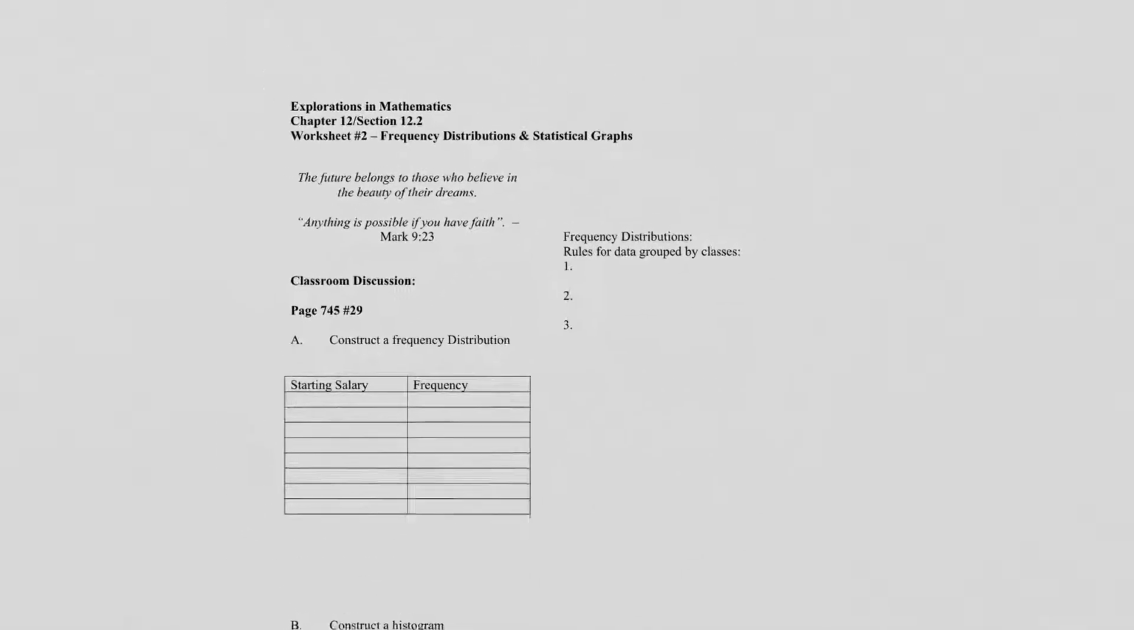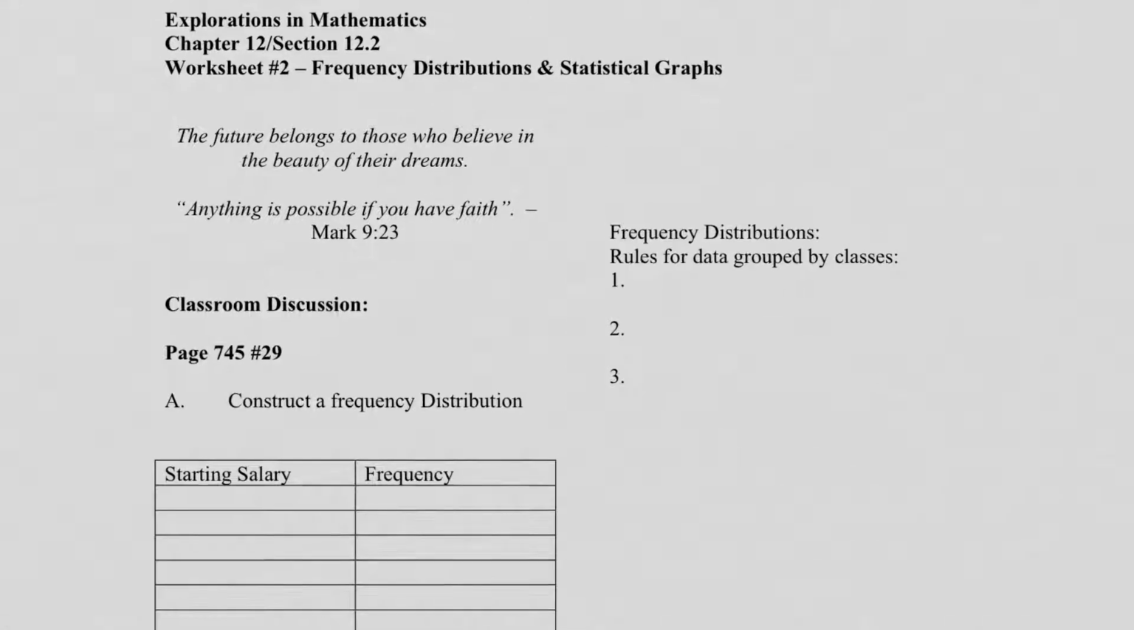So let's take a look in your workbook, Chapter 12, page 4. Basically, this section is all about organizing data. The data has already been collected through surveys or whatnot, so this is part of the organizing. Then 12.3 is more about drawing inferences and things like that.